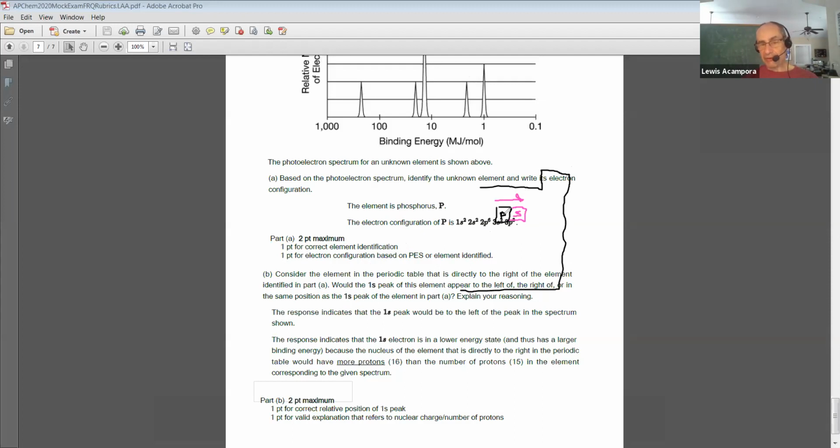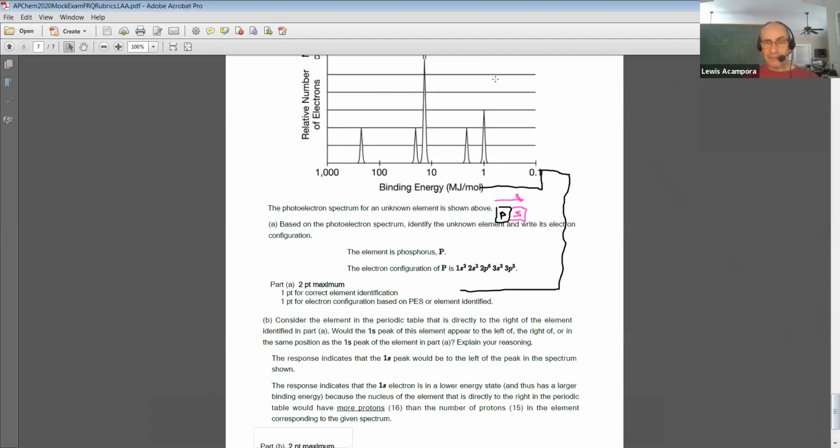add a proton to the nucleus, and we add an electron, and that extra electron is going to be in the valence shell. So how would that change this photoelectron spectrum? And we'll say, well, if we had sulfur, first of all, now sulfur would have a 4th electron in the 3p shell, so this peak would be higher, but it would also be attracted more strongly to the nucleus.